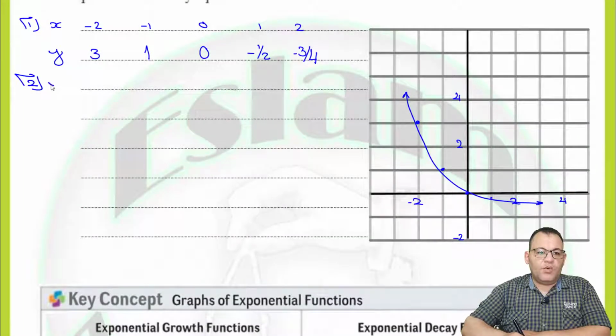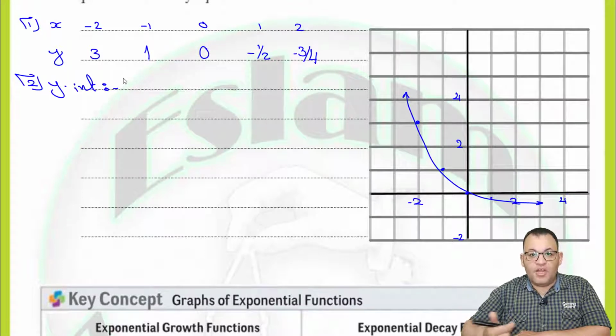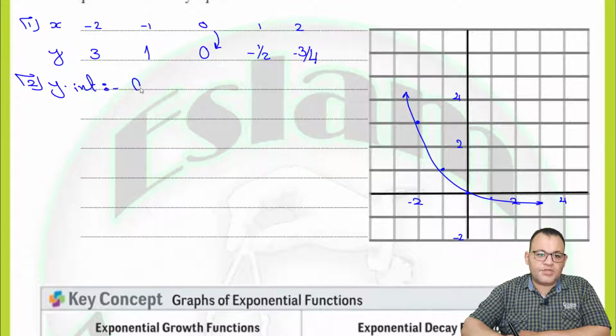Number 2, we need to find the y-intercept. We said the y-intercept is the value of y when x equals 0. When x equals 0, y is equal to 0. So the y-intercept equals 0.